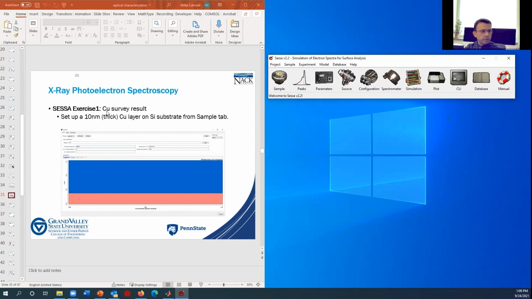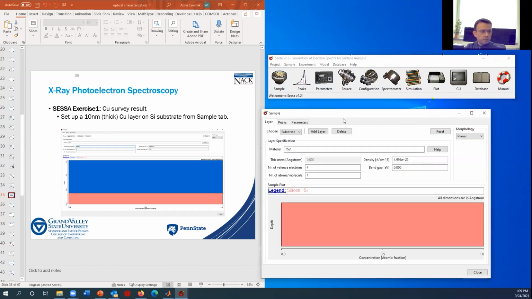All right, so the first one we're going to look into is a survey result, which is like a quick and dirty kind of scan. So we will just look into copper. Hit sample here. Every time it pulls it into the other screen. I'm sorry about that, I'm pulling it back. Now we have a silicon substrate. You can click at layer, and this time, instead of silicon, you can switch to copper. You can determine the thickness of the copper layer, say 10 nanometers, 100 angstroms, okay?